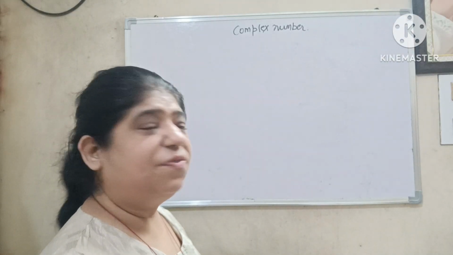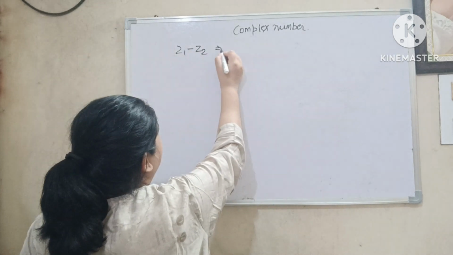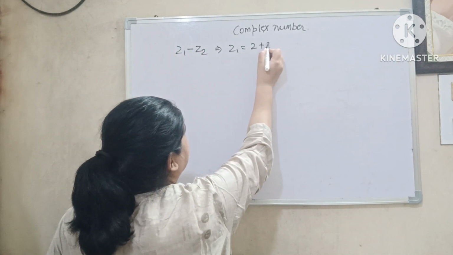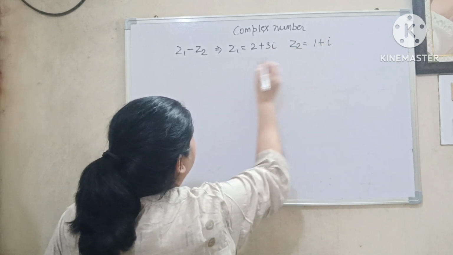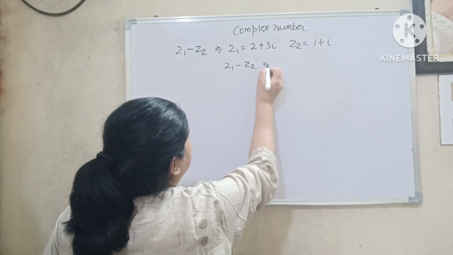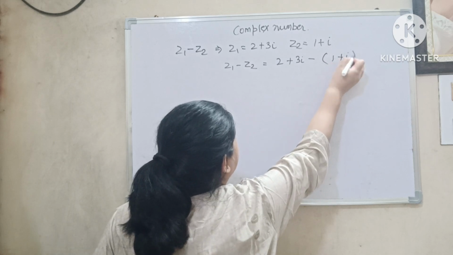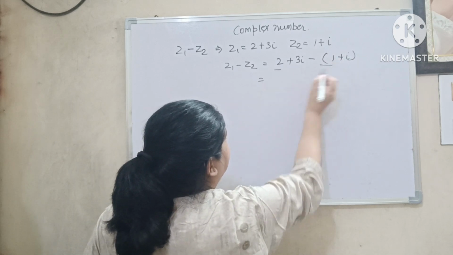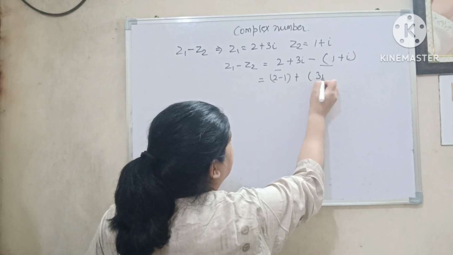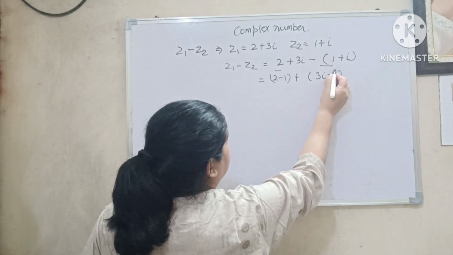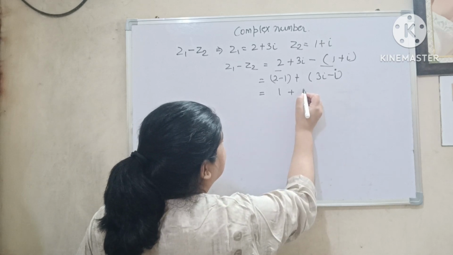Now comes the difference of a complex number. Suppose you have to find Z1 minus Z2. Suppose Z1 is equals to 2 plus 3i and Z2 equals to 1 plus i. What will be the Z1 minus Z2? That will be 2 plus 3i minus 1 plus i. You will subtract the real part together and imaginary part together. 2 minus 1 is 1, plus 3i minus i is 2i.